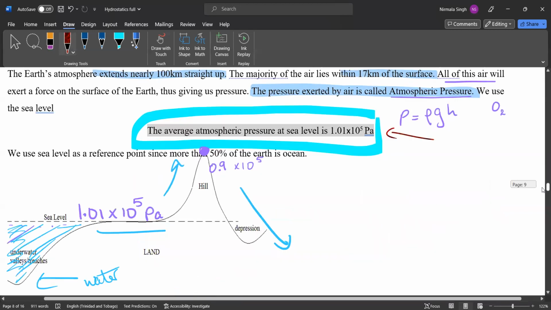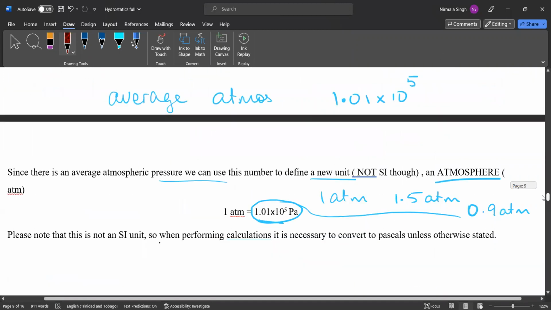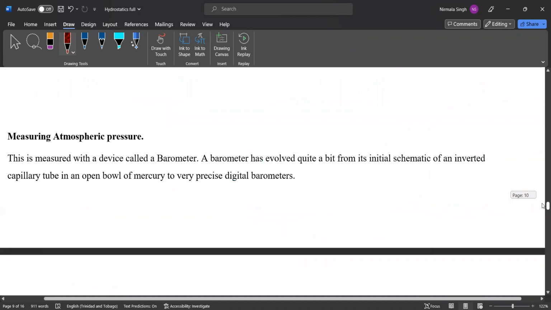You have to know where pressure is larger and smaller. Just remember, atmospheric pressure means we're looking at the amount of air acting on an object. So the more air, the greater the pressure. The less air, the less the pressure. Atmospheres can be taken as a brand new unit, but it is not an SI unit, so please don't use them for calculations, and know how to do your conversion.